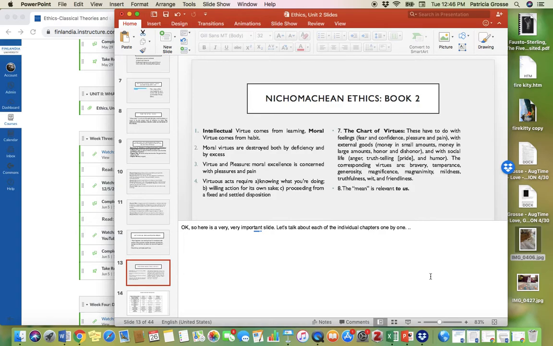So chapter 7 gets us into the meat and bones of Nicomachean Ethics and what we're talking about with virtue. And we get this chart of the virtues, right? Virtue for Aristotle has to do with feelings, external goods and social life. The corresponding virtues to these kinds of, this particular summary has just an account with words of what is virtuous, right? Bravery, temperance, and so on. But it's hard to visualize it.